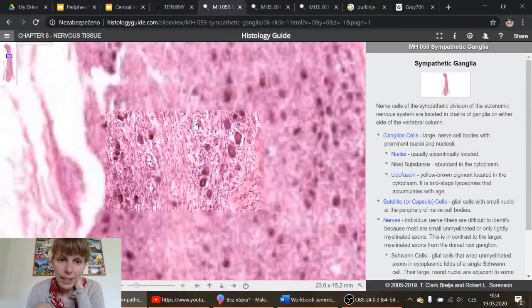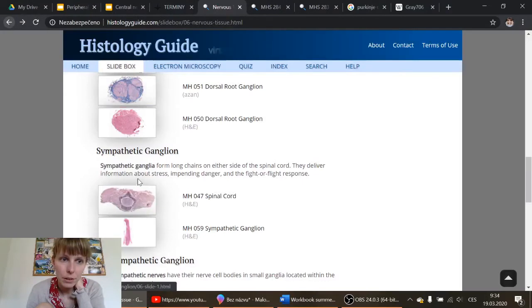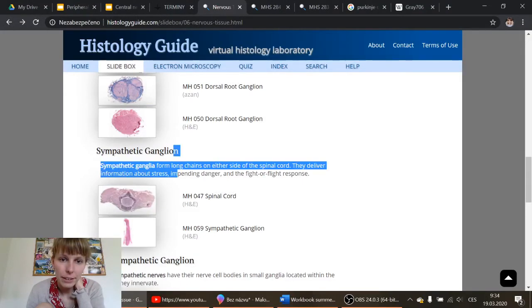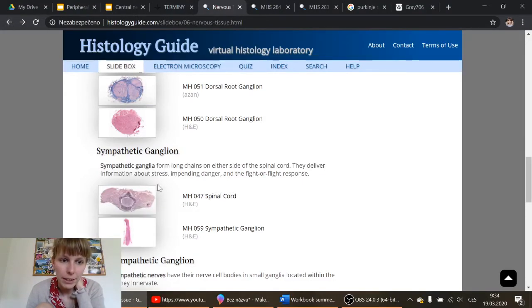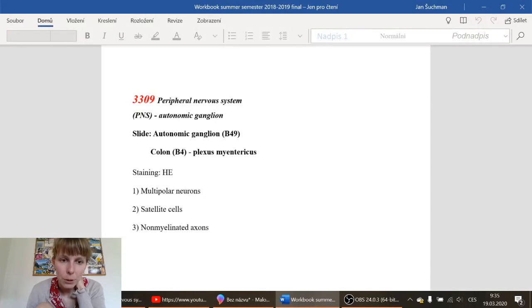So that's the autonomic nervous system ganglion, and you can find it in here in the histology guide. That's it for the workbook, but we also have a mention of the colon here. So that's one more thing I want to show you.